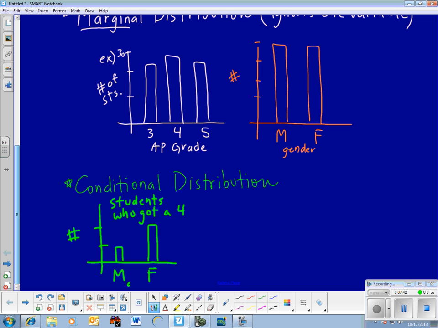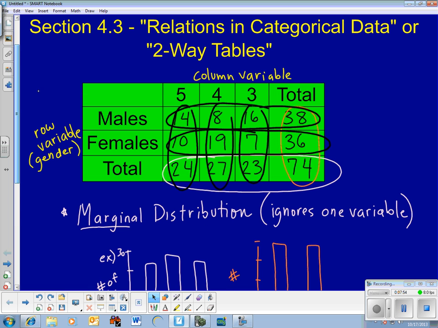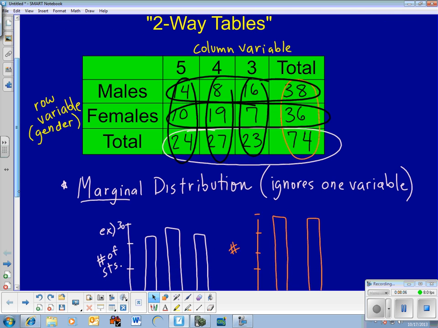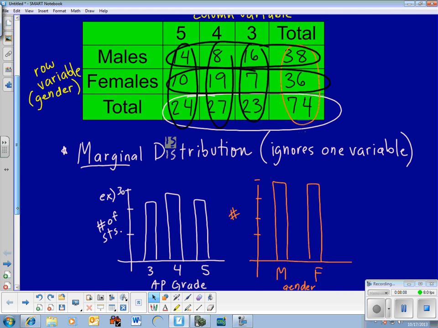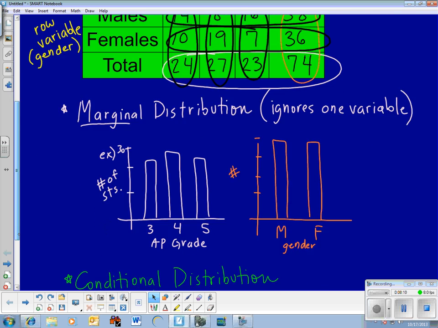Number, gender. So it doesn't completely ignore one of the variables. It just focuses on one specific case of the variable. So students who got a 4, I had 8 guys, 19 ladies. I could also just look at the males or just the females. If I was just curious how guys are doing after taking my class, and I wanted to ignore the ladies' numbers for a minute, I would look at 16, 14.